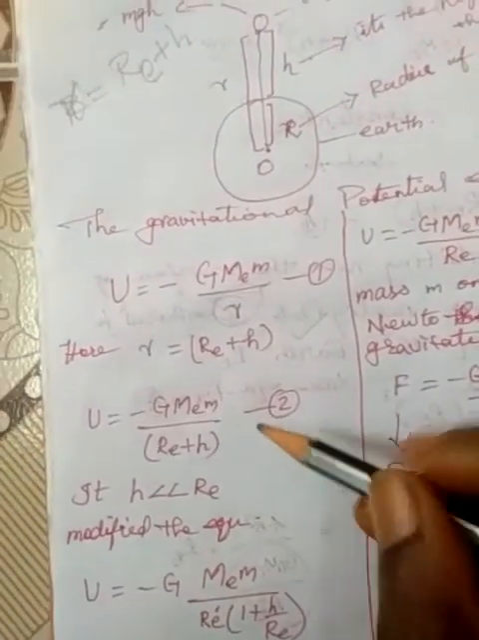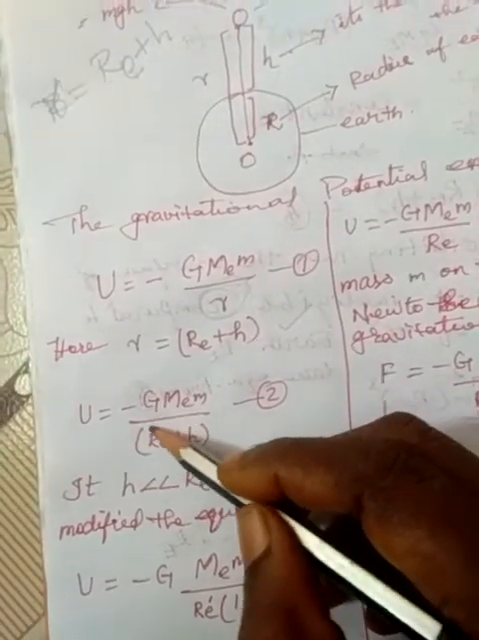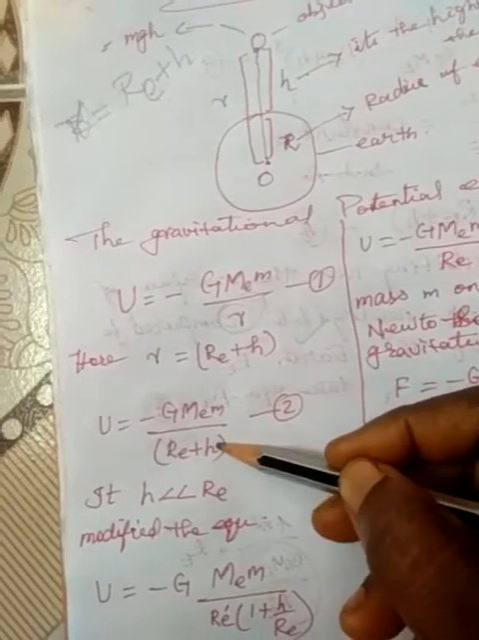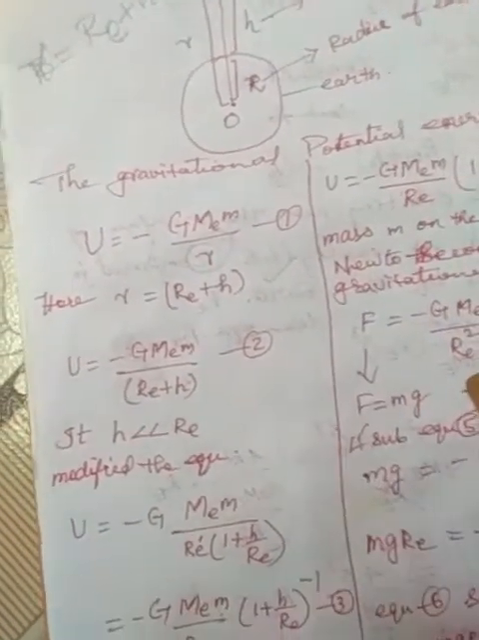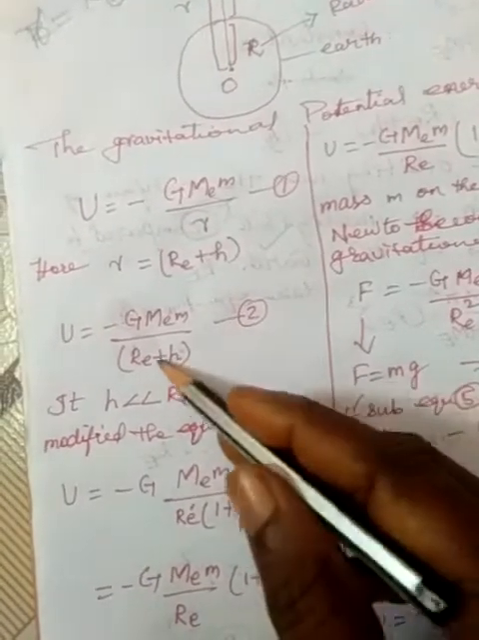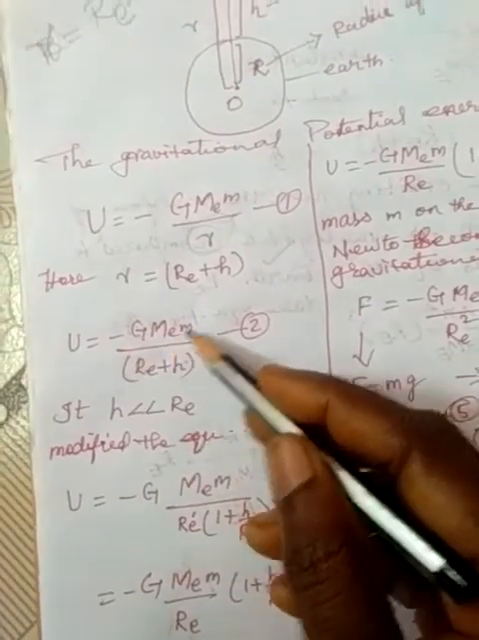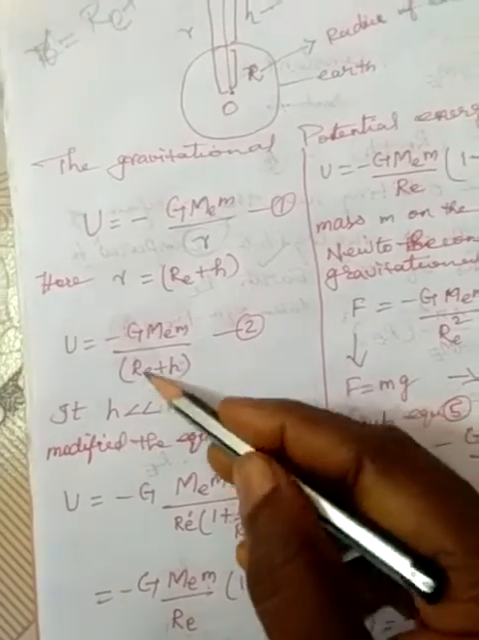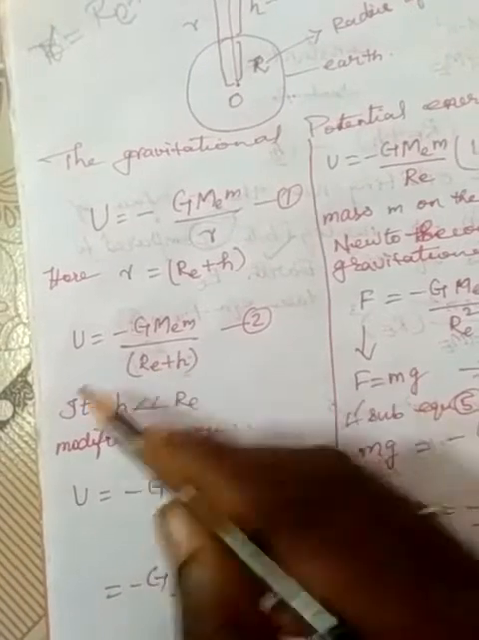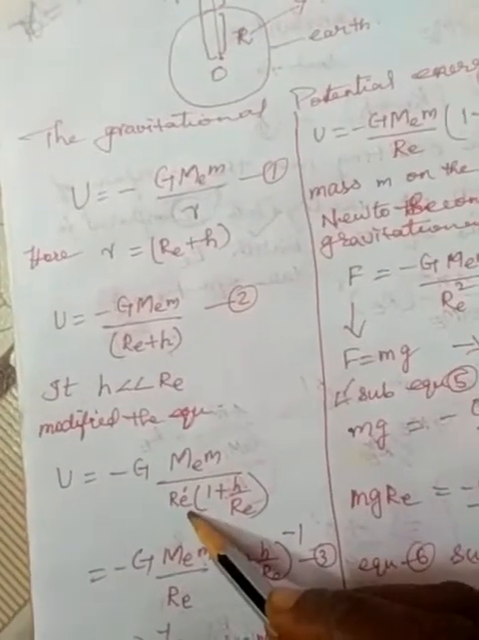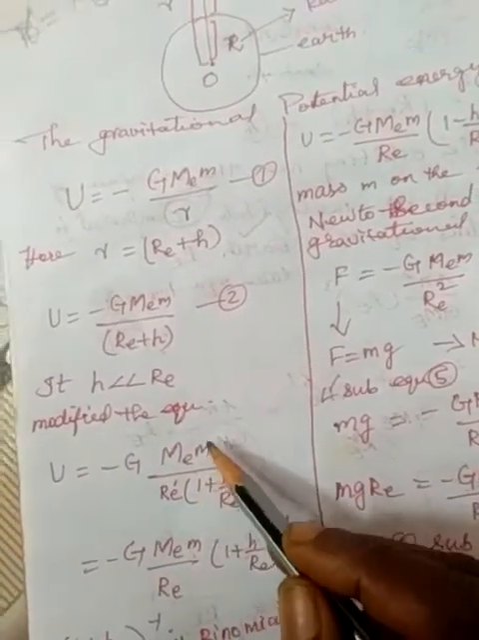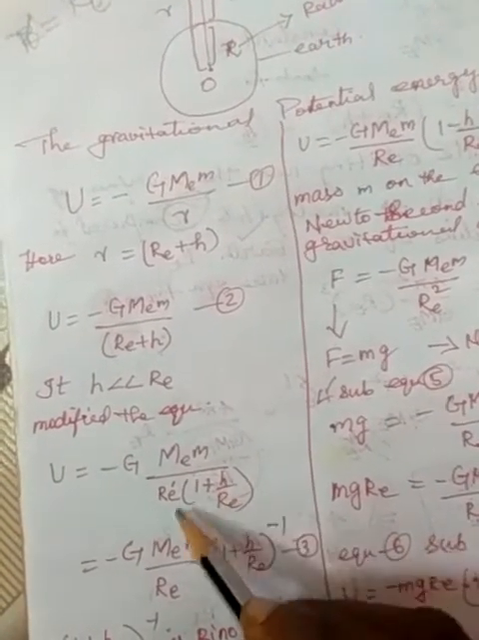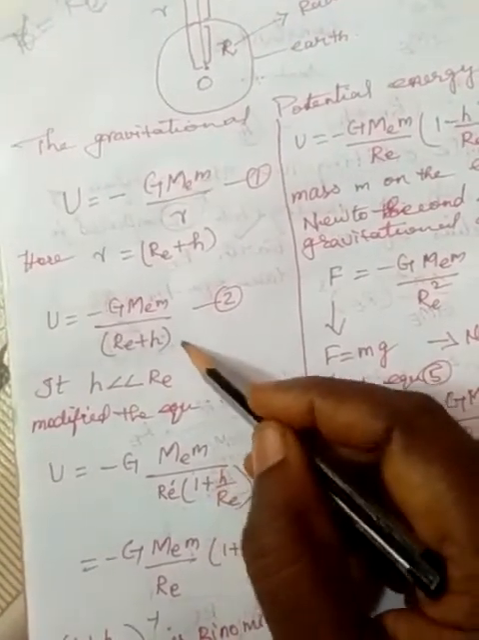Next, you see that in R_E, the radius value increases by that h value. Now modify the equation: minus G times the mass of the earth, mass of the object, divided by the radius of the earth plus the height. Take R_E out, so it is minus G mass of the earth, mass of the object, divided by R_E times (1 plus h by R_E). You get this equation.